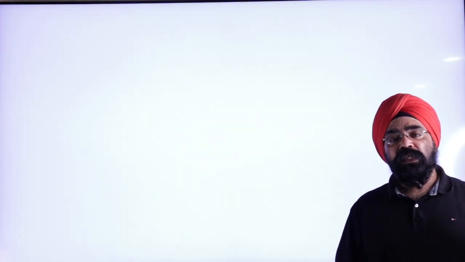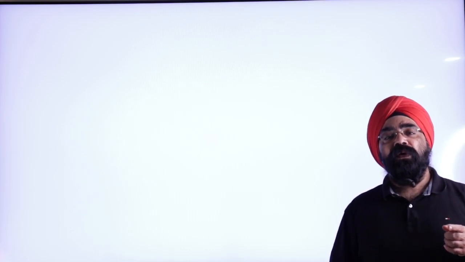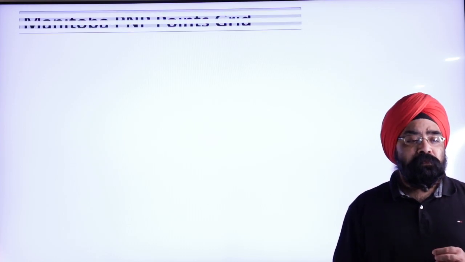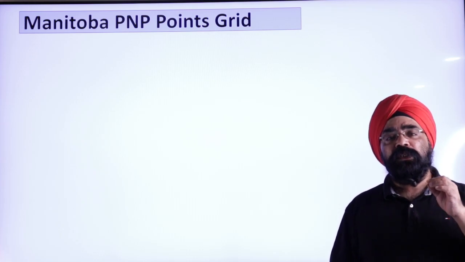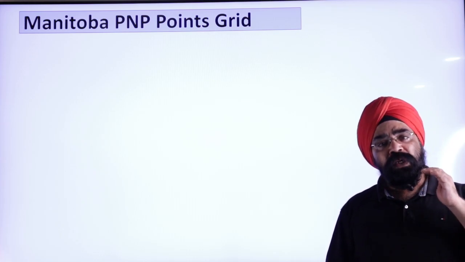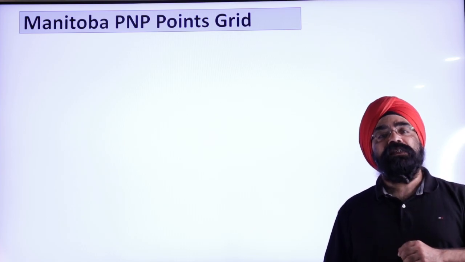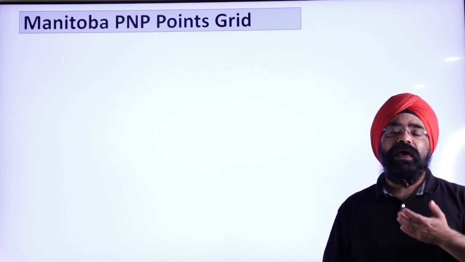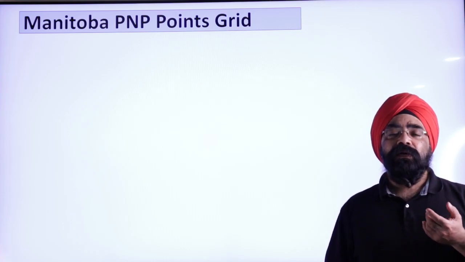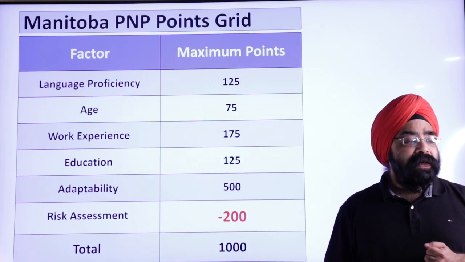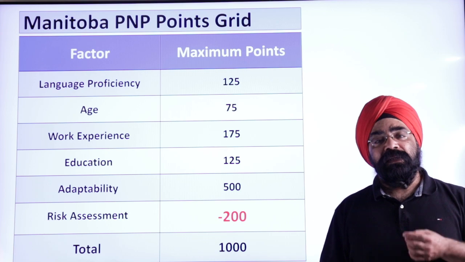Now let us look at the points system, because these points which you saw just now were not the CRS points. When we talk about these points, they are Manitoba point grids. The Manitoba point system deserves special attention because this is a unique point system. They not only give you points but also take away points. It's a negative marking, just like we have in our exams. So points are taken for the risk category, risk assessment.